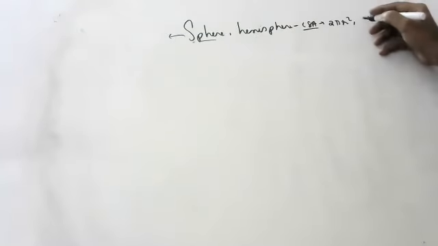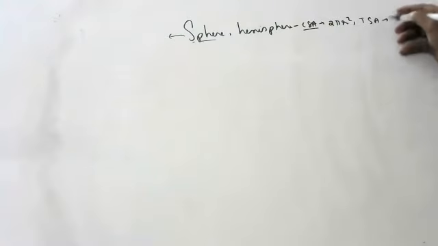Hemisphere CSA is 2 pi r square. TSA is what, children? 3 pi r square. Volume is what, children? 2 by 3 pi r cube.